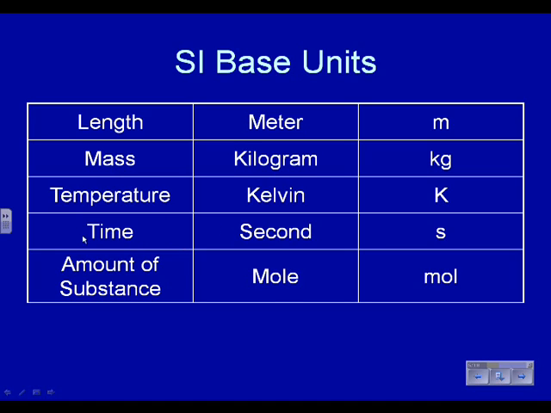And then the third one that we use most often in this class is time. We use the second to measure time, and there's certain multiples of seconds, but length, mass, and time are the 3 things that we use the most in this class. Temperature, amount of substance, and electrical current also have base units, but we don't get into those a whole lot in this class. The 3 ones that I want you mostly to be concerned with are length, mass, and time.